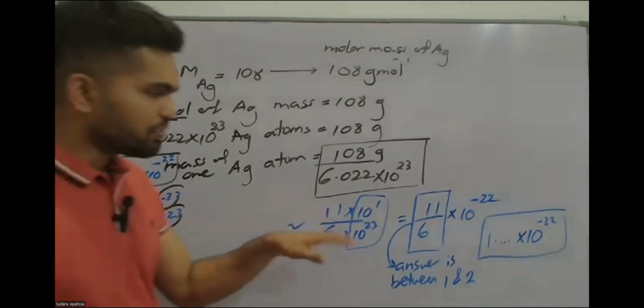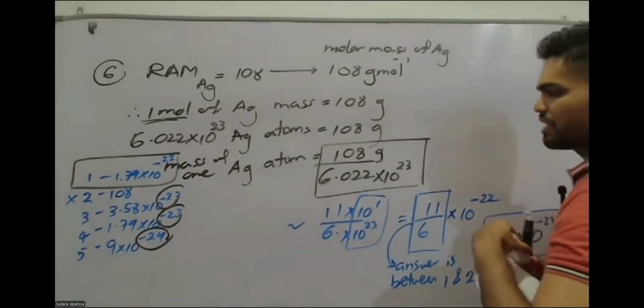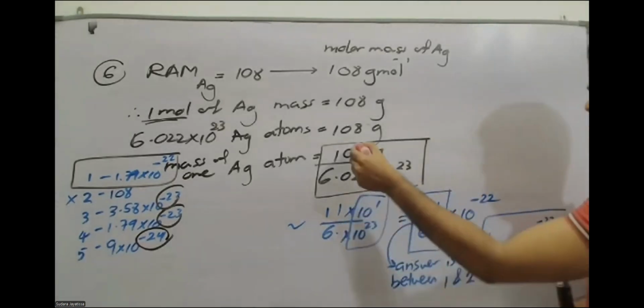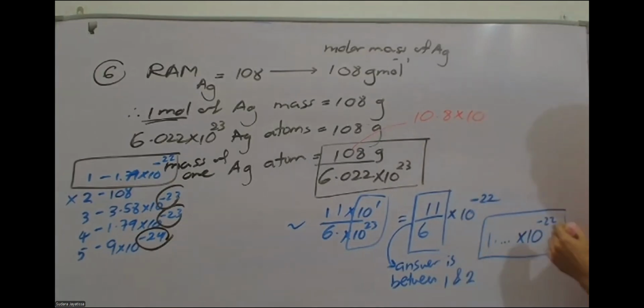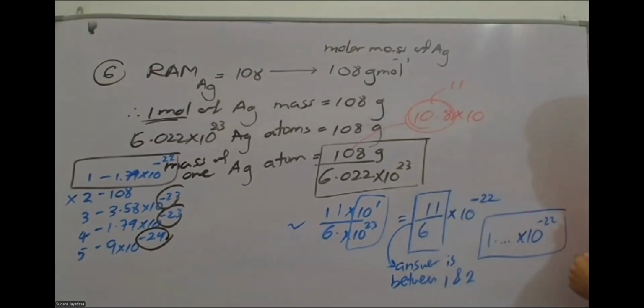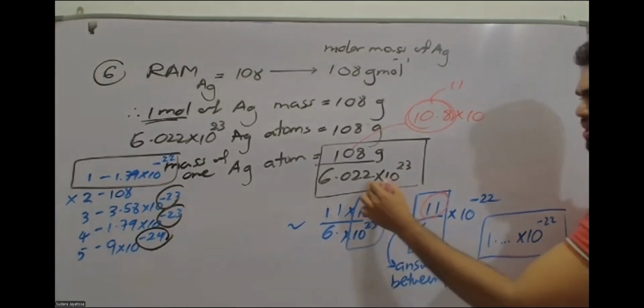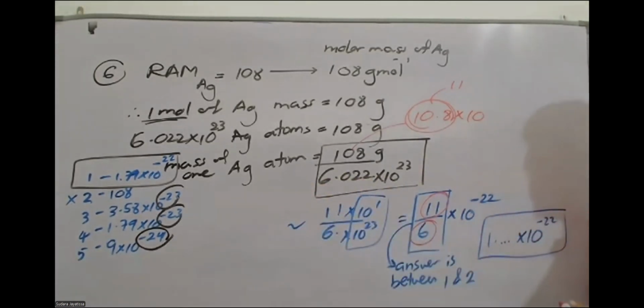Okay, for the division before, I'll explain again, as one of you has asked. I rounded it off now. I wrote this one like 10.8 into 10, so if you simplify it, it will be 108 now. Then I rounded this part into 11, and 6.022 I rounded off to 6. Is that clear now?